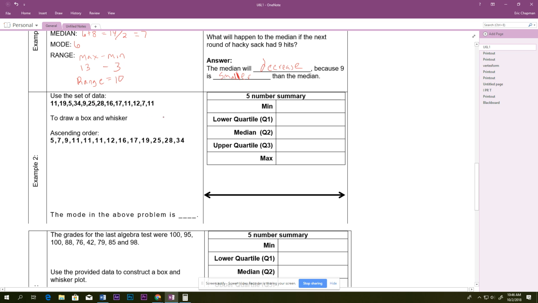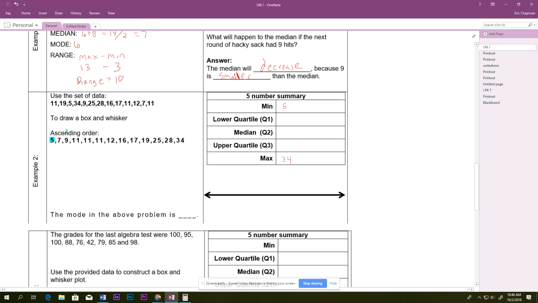We are going to draw a box and a whisker. So we have our data set. They were nice enough and they put it in order for us already. So let's start filling out our 5-number summary. Let's go to our min. It is 5. Let's go to our max. It is 34. All right, now let's start finding the number in the middle.